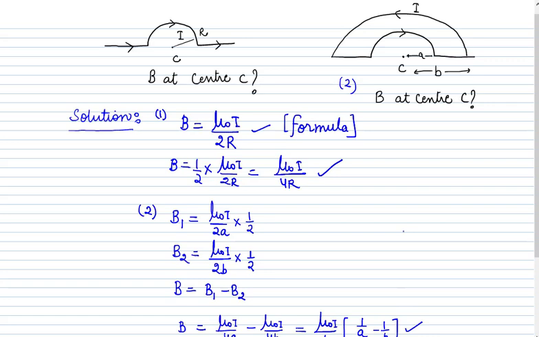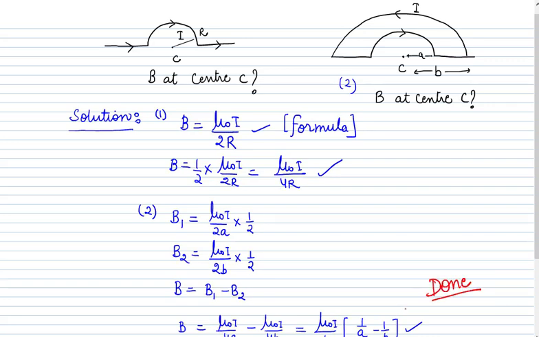So always use the formula. For a semicircle, do it half. For a quarter of a circle, do it 1 by 4. And whenever you are given a combination, always remember the direction of the magnetic field, and accordingly they will add up if they are in the same direction, and you have to take a difference if they are in different directions. So that is the tip for this numerical, and this numerical is now done.